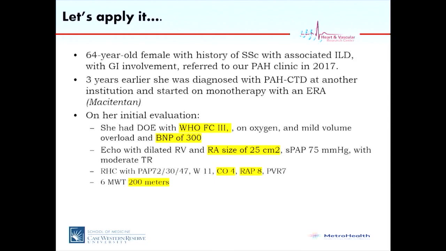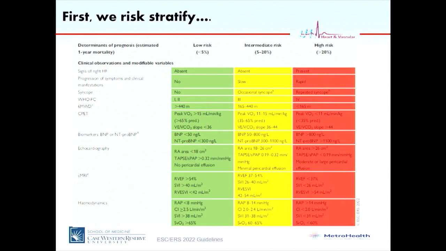This is her initial evaluation. She is already functional class 3, with elevated BNP, right atrial size is 25, and she's very limited in her functional capacity, doing only 200 meters in 6 minutes. And the question is, do I need to escalate therapy? If you plug her into the risk assessment here, she falls in the intermediate risk, which calls for dual therapy and possibly escalating based on response.